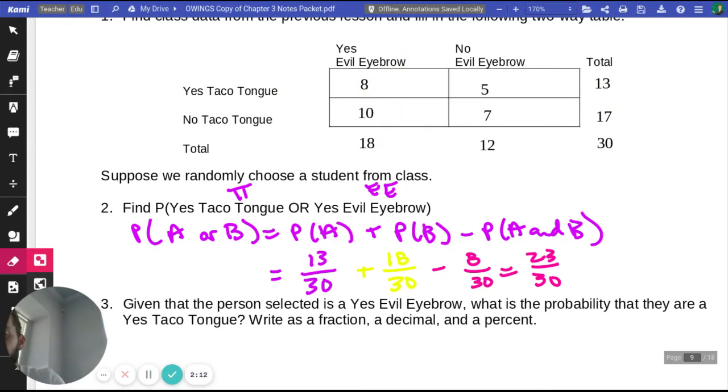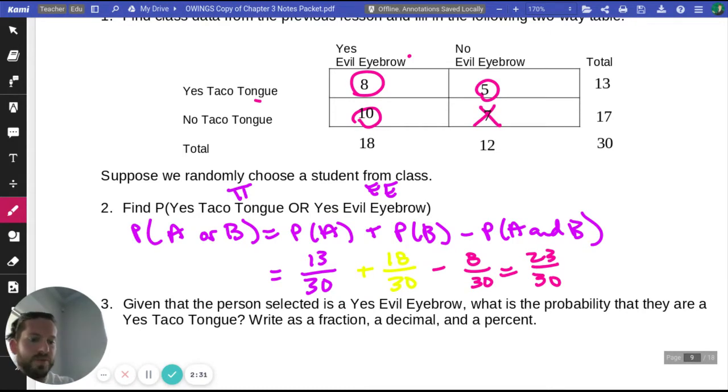So another way I like to look at that is just answer the question: can somebody do taco tongue or evil eyebrow? So we start here with that 8. Can they do taco tongue or evil eyebrow? Yeah, they can do both. This 10, can they do taco tongue or evil eyebrow? Yeah, they can do evil eyebrow. This 5, can they do either? Yeah, they can do taco tongue. This 7, can they do either? No, they can't. So I'm not going to include them.